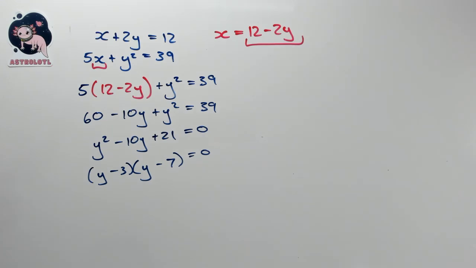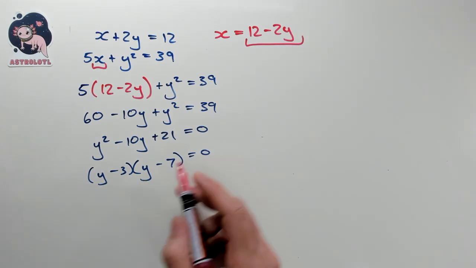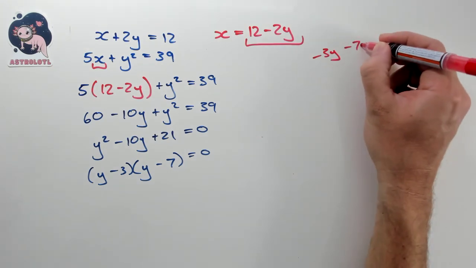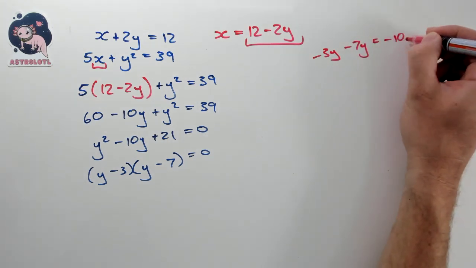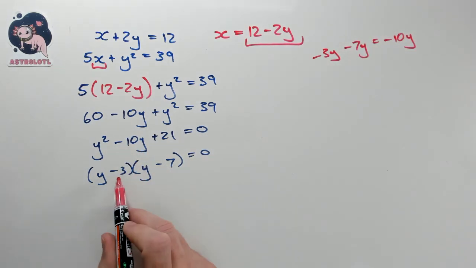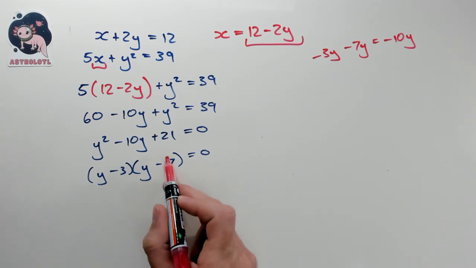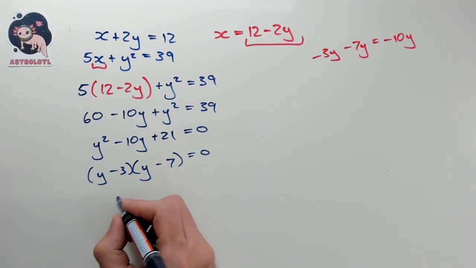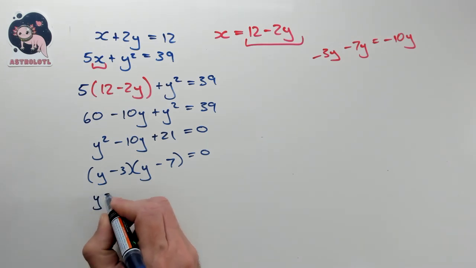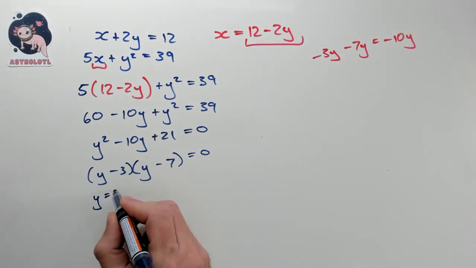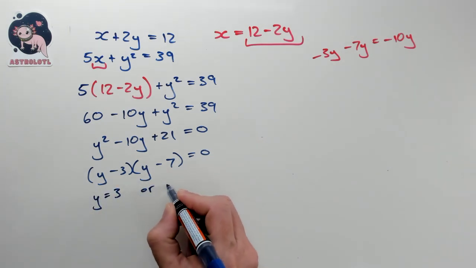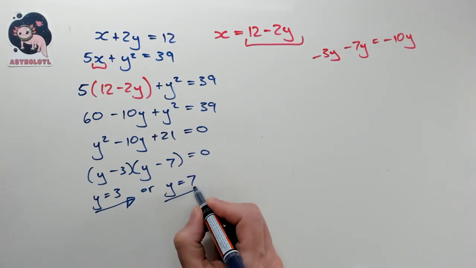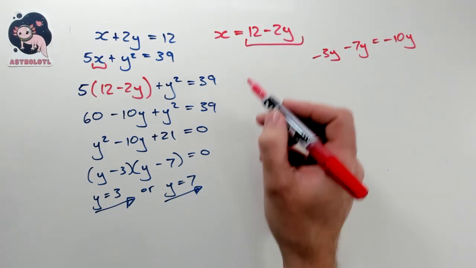And just to test, if you multiply these two, you're going to get negative 3y, and those two will be negative 7y, which eventually will give you negative 10y, which is what we see there. And negative 3 times negative 7 will give plus 21. So I know I have two answers here by the null factor rule. So y minus 3 is 0, so y is going to be 3, or y is going to be 7.